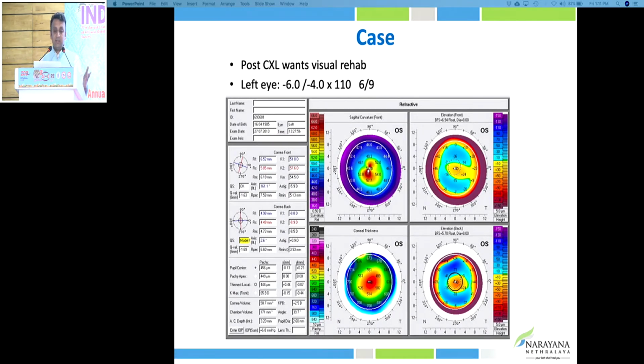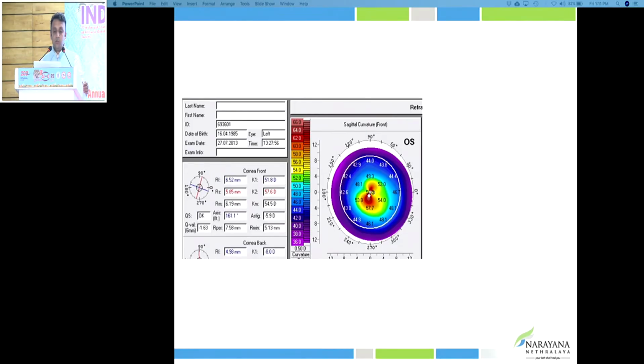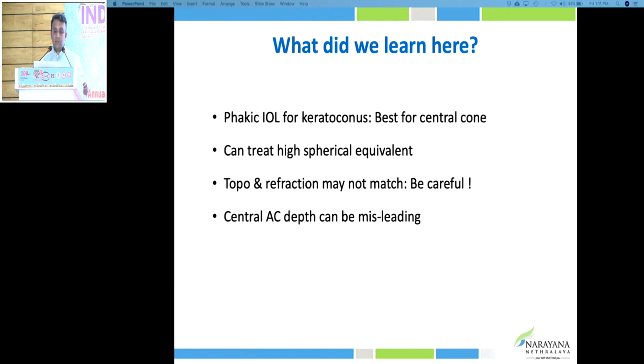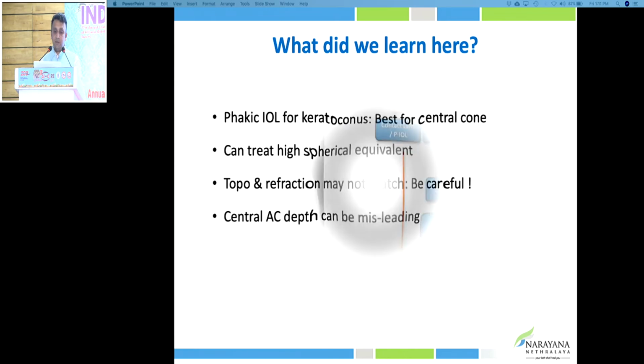One more such case had cross-linking done, came to me after long follow-up, and I said, don't worry, I'll take care of you, central cone, juicy cone. But when you do a refraction, the refraction axis from topographic axis was very different. So topographic axis 70, subjective refraction axis 20. What do you choose? Such kind of cases are not best. So what do we learn from here? Well, phakic IOL in keratoconus can be used in central cone, and if spherical equivalent is high it works better. But if topography and refraction are not correlating, just be careful.